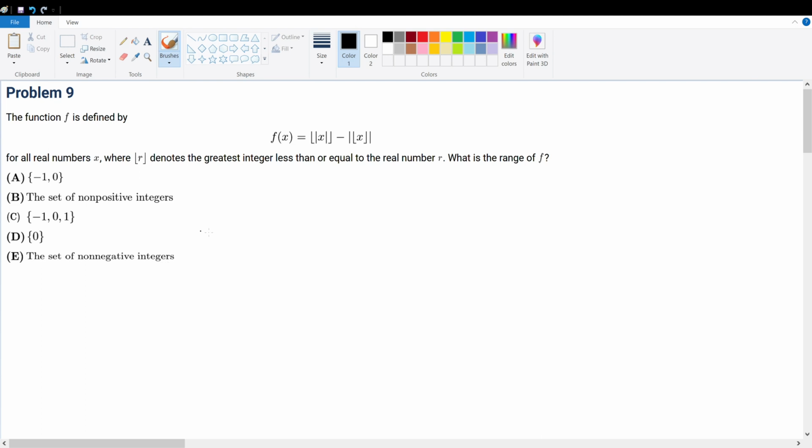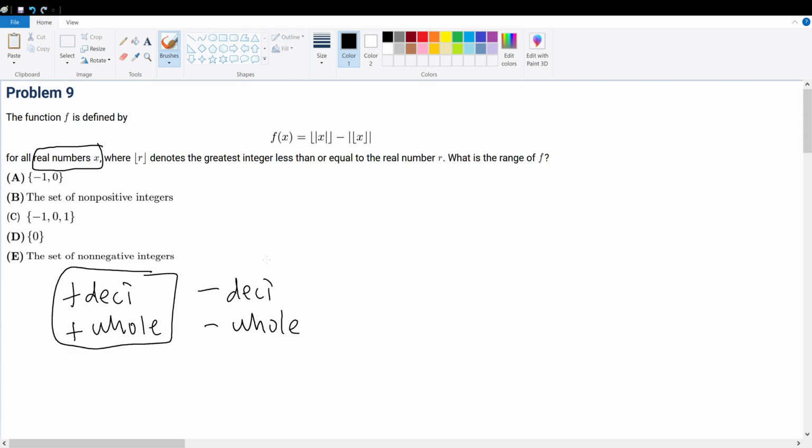So, how many different types of real number x's are there? That's what we need to understand. Well, there's first of all positive decimals, then there's positive whole numbers, but then there's negative decimals, and then there are negative whole numbers. These are the only types of real numbers that exist. So if we can plug in each type and see what the values give, then we can find the range.